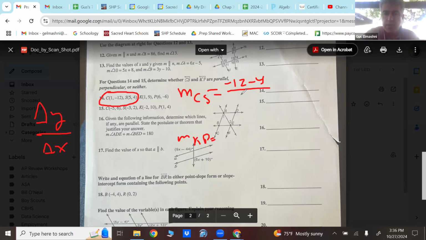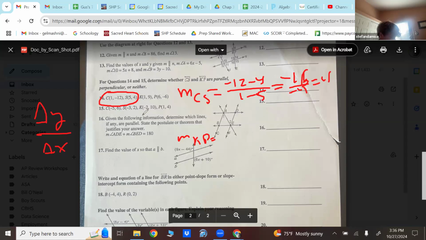What are the x values? 1 and 5. Good. And make sure you subtract in the proper order, whatever order you choose. If you do C then S, then make sure you do C then S for x as well. Whatever you do for y, make sure you follow the same order. Negative 16 over negative 4, you get 4.